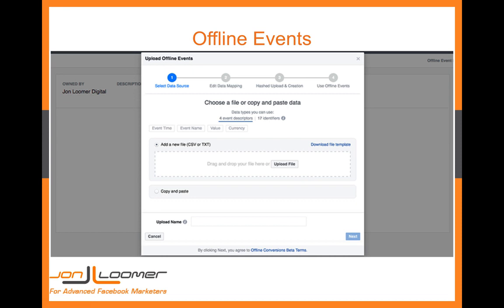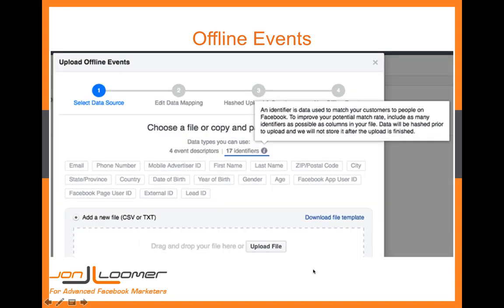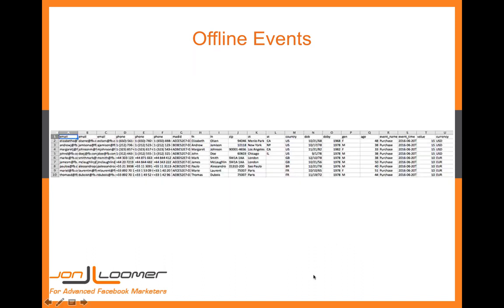So you've got your customer list, for example, of first names, last names, email addresses, where they live, phone numbers, and up to 17 different identifiers. An identifier is data used to match your customers to people on Facebook. So obviously, the more identifiers you have, the better, the more likely that Facebook will be able to match it up with somebody who saw or clicked on your ad. Here's an example. You can't really see it, but this includes email, like 3 different email addresses if you wanted, phone numbers, lots of stuff, age, name, date of birth, country, you name it.